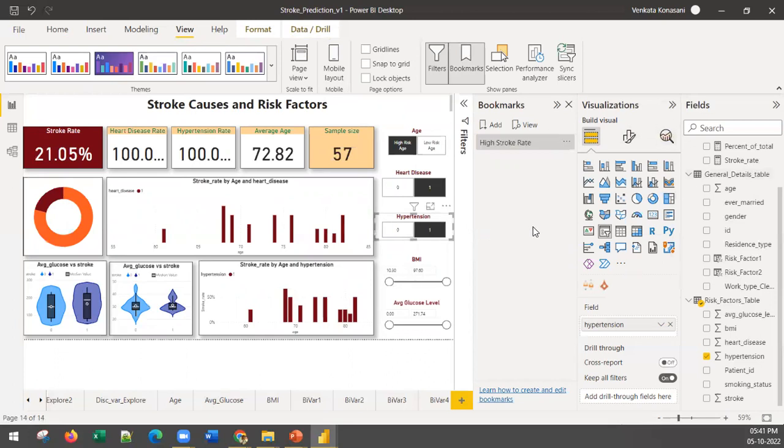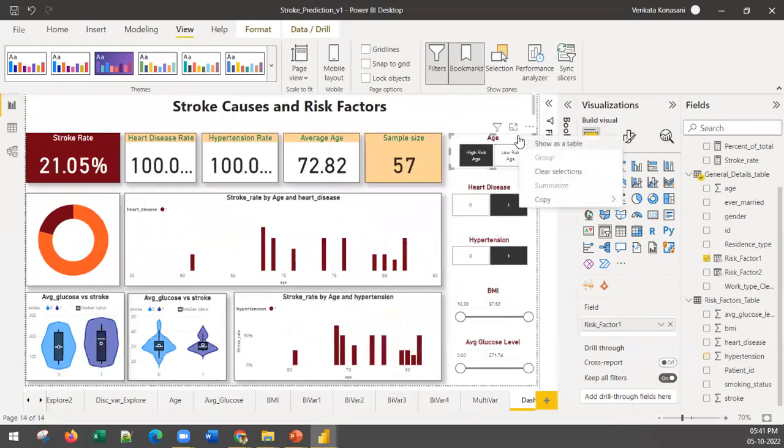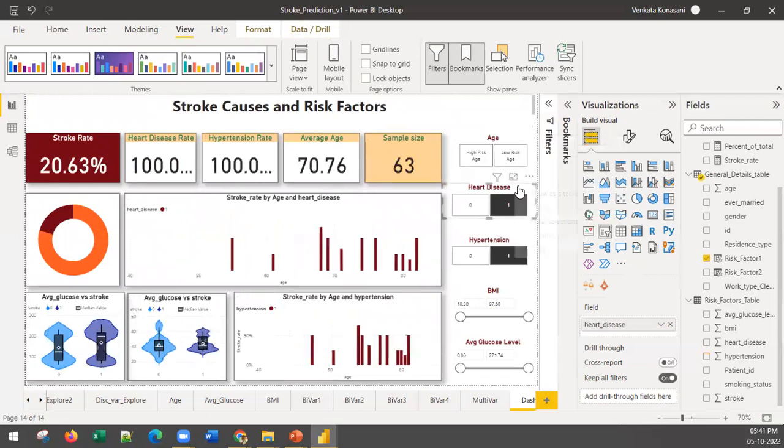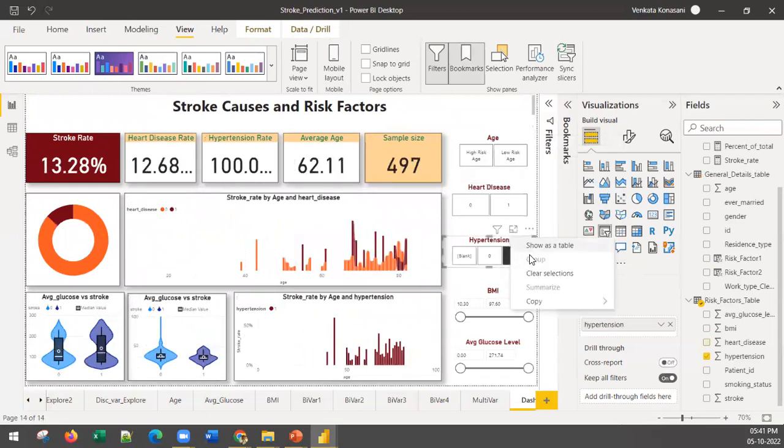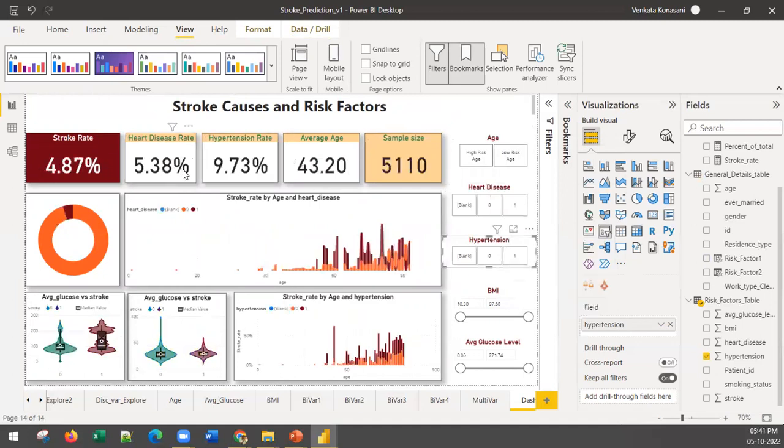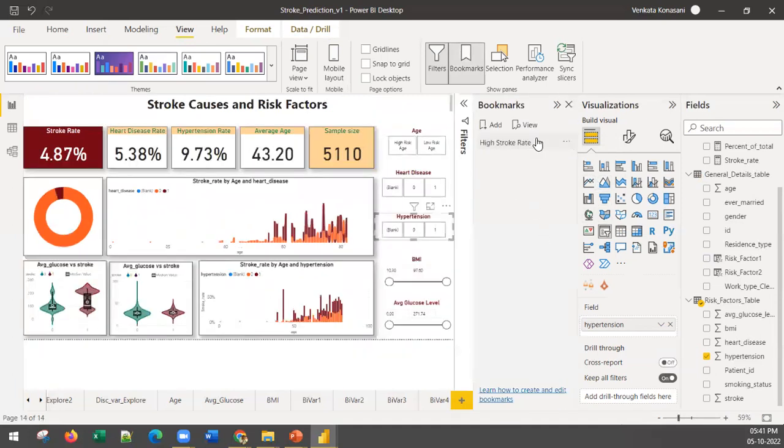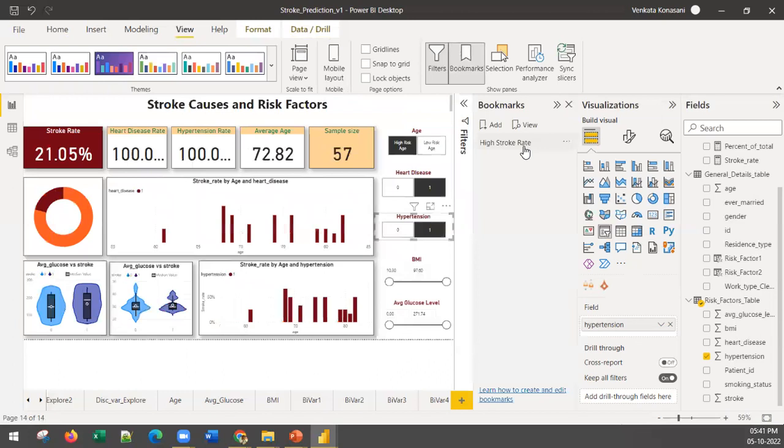So that when somebody clicks on this bookmark, even if you lose these filters, even if you clear the selection, and this is a general table, you can ask the client or your viewer, can you click on this bookmark, high stroke rate? He clicks on this, and automatically these filters are selected. This is very automatic, so that he will never miss out on this scenario. Your final analysis is all about scenario analysis, right? So you don't miss out on it if you create bookmarks like this.